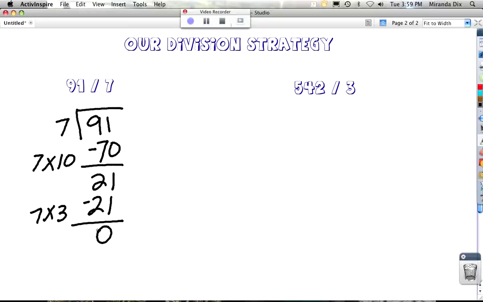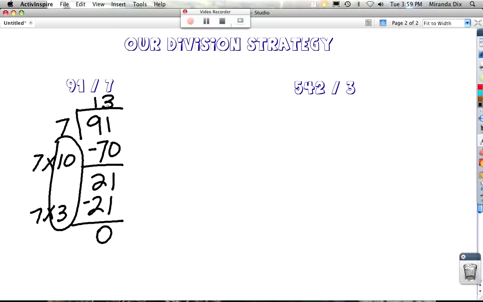When I get to this stage, I'm trying to figure out now how many groups of 7 did I take away altogether? How many groups of 7 did I pull out? And so I have the kids add up how many groups they took out. In this case, we took out 13 groups of 7, and that answer goes on top. So we're writing it in a format that looks similar to long division, but we're not exactly doing long division yet because we're not quite ready for it. We're still thinking in terms of multiplication.